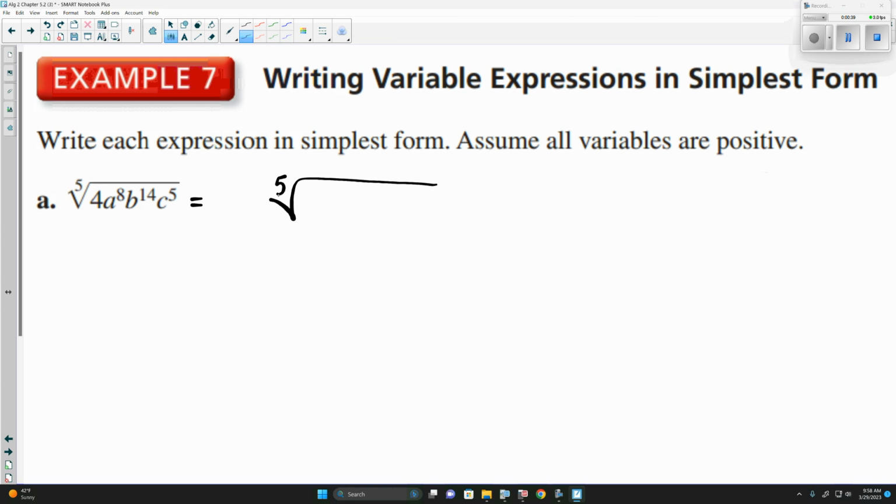Write this expression in simplest form. So we're taking the fifth root of this here. Now the first thing we can look at is the fifth root of 4.